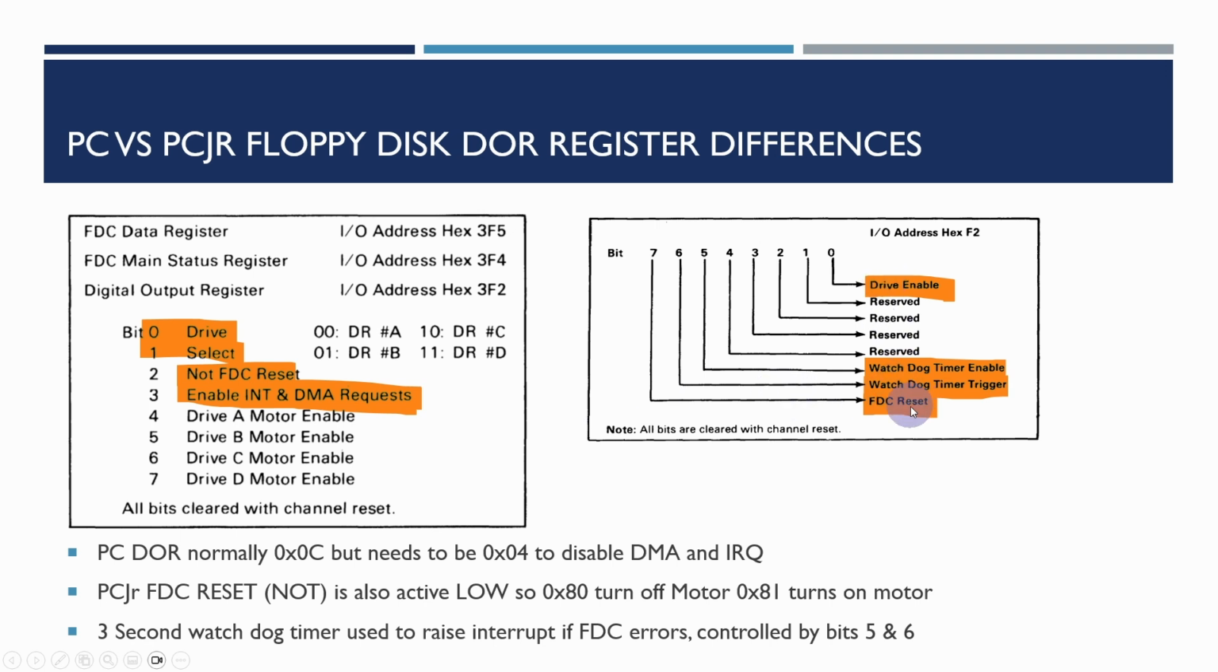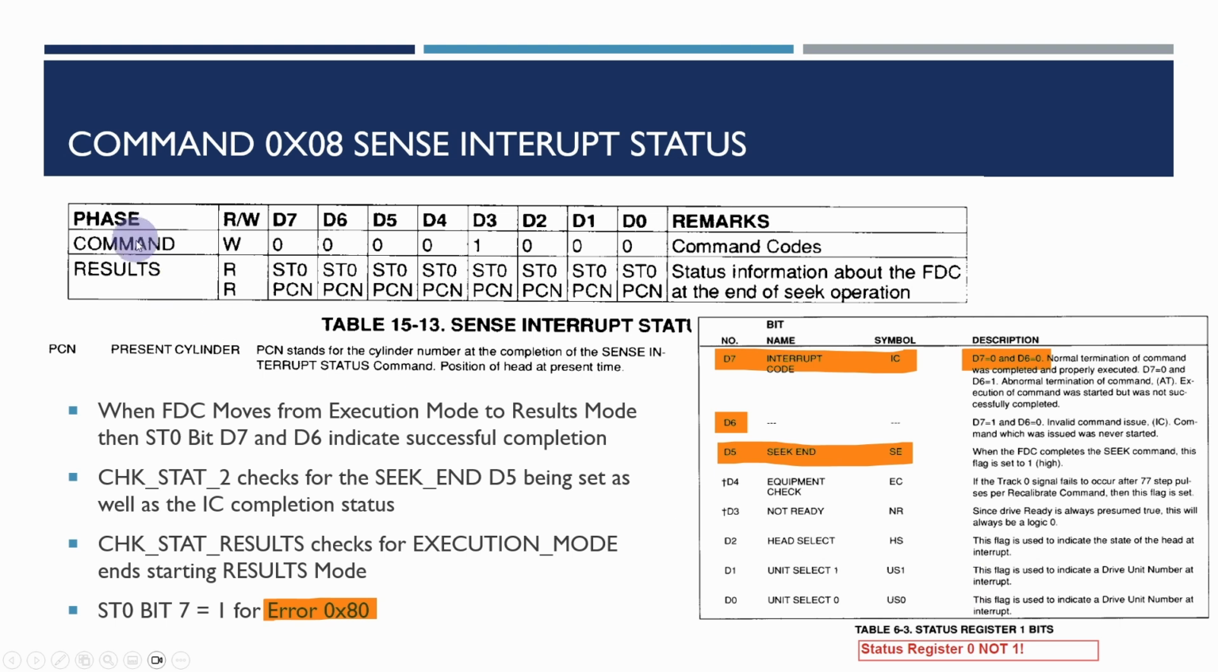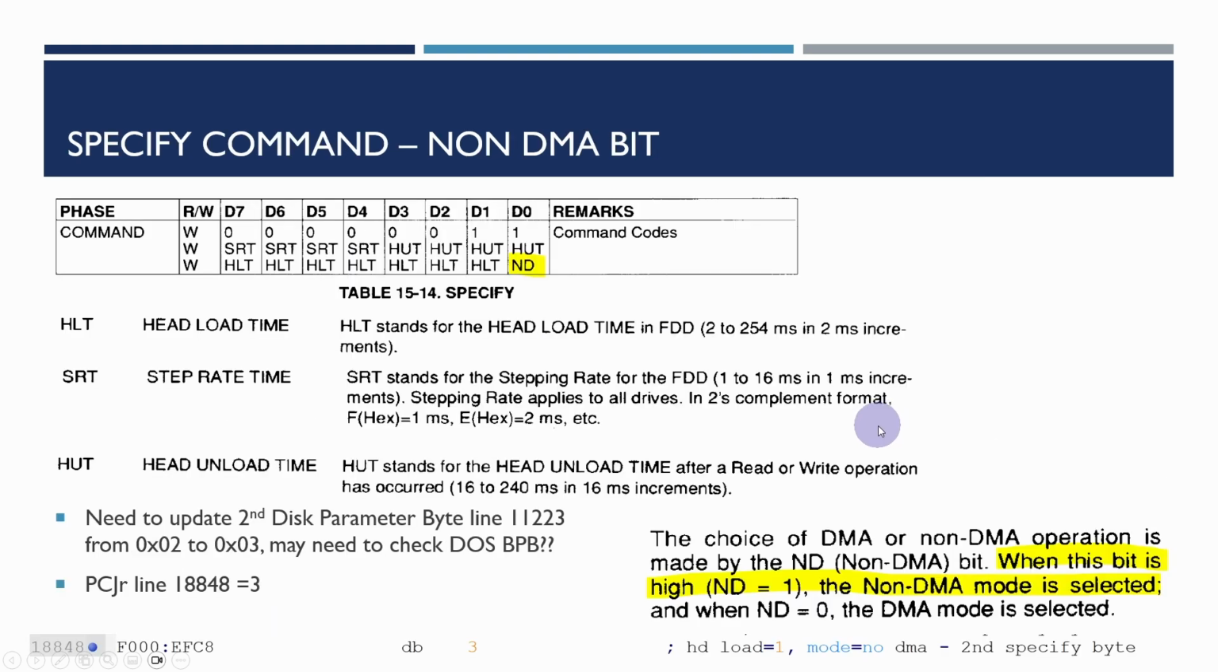There were some differences in the code to do with the DOR register, which the PCJr had different bit mappings from the original PC, so we needed to take that into account when doing the code changes. And this was how the PCJr would use the command 8 sense interrupt status, and this returned the status 0 register value and also the current track number. We also needed to make sure that we set the non-DMA bit on this particular command as well. By default, this would have always been set to 0 on normal PCs. We need to set this to 1 to disable DMA.